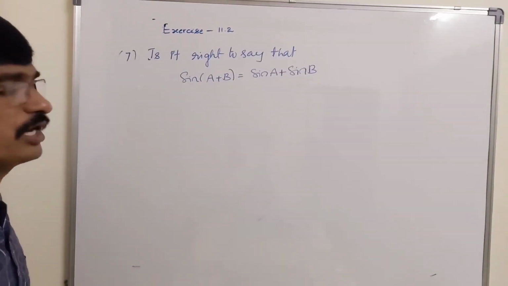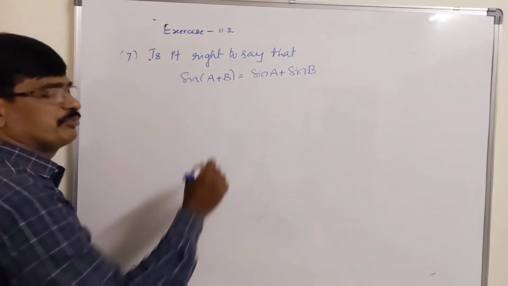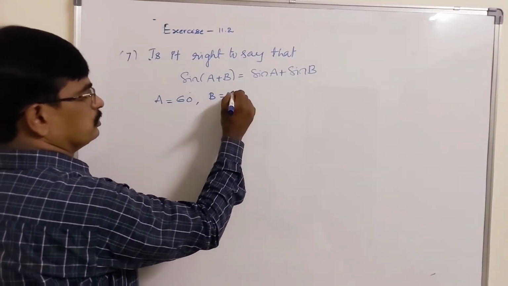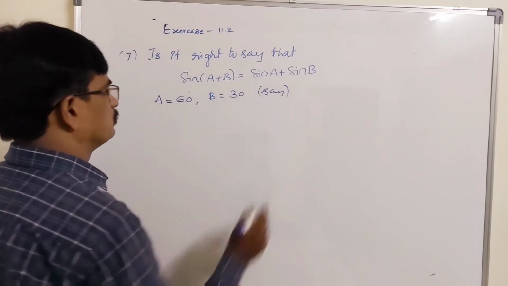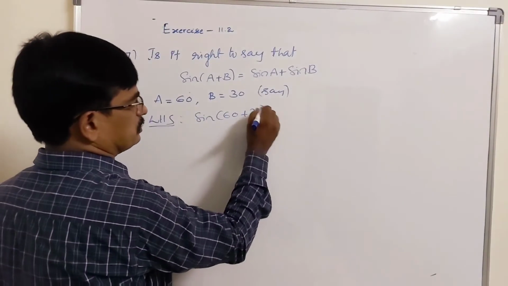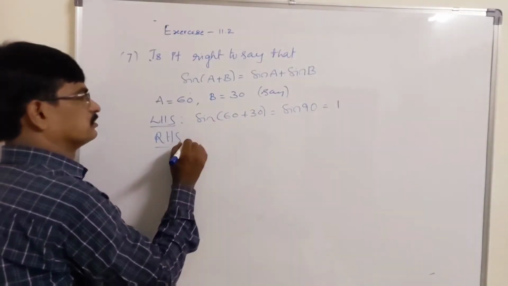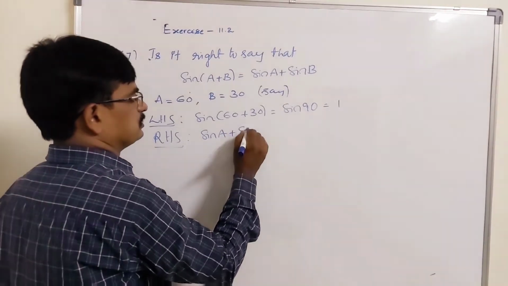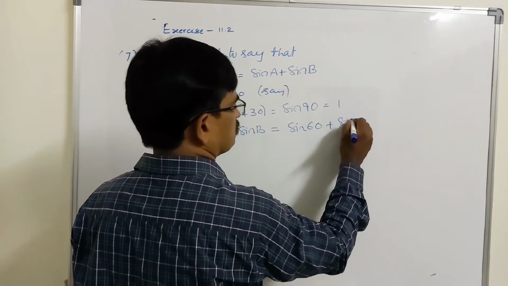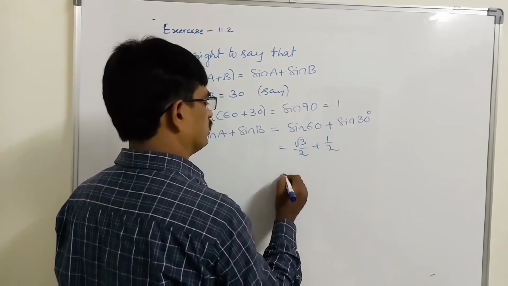Is it right to say that sin of A plus B is equal to sin A plus sin B, where A and B are any two acute angles? Let us take A is equal to 60 degrees, B is equal to 30 degrees. Then LHS, sin of 60 plus 30 is equal to sin 90 is equal to 1. But RHS, sin A plus sin B is equal to sin 60 degrees plus sin 30 degrees, that is root 3 by 2 plus 1 by 2, that is root 3 plus 1 by 2.